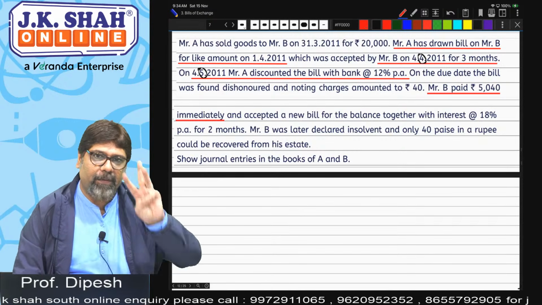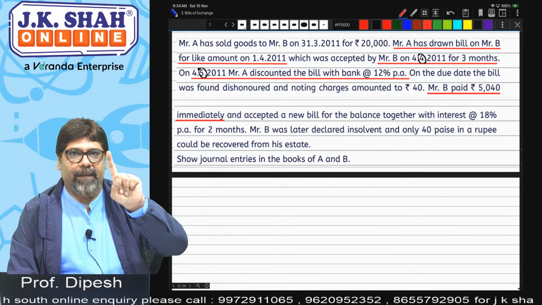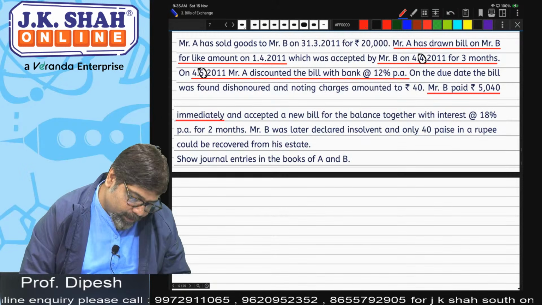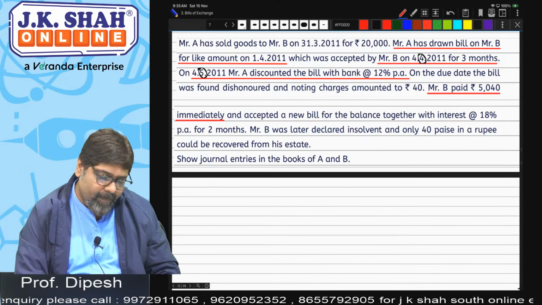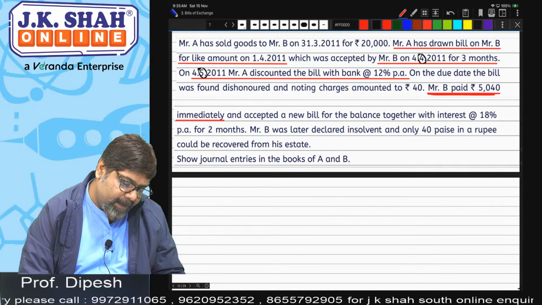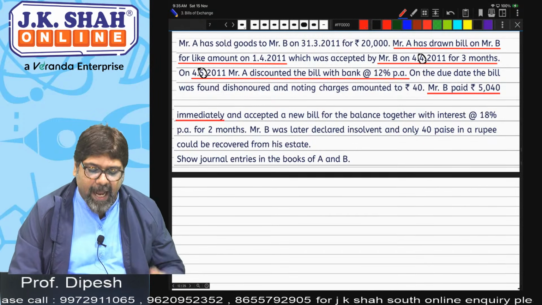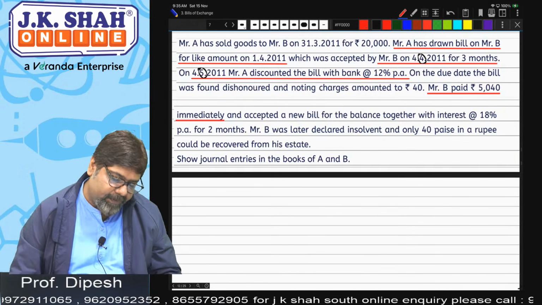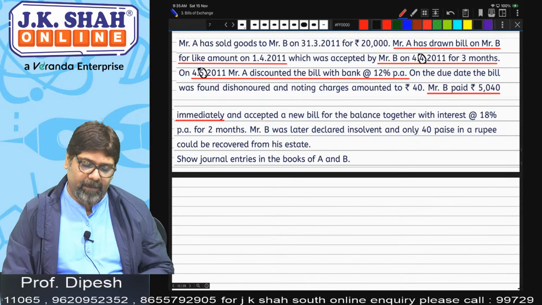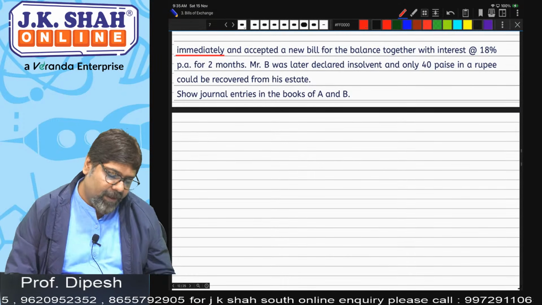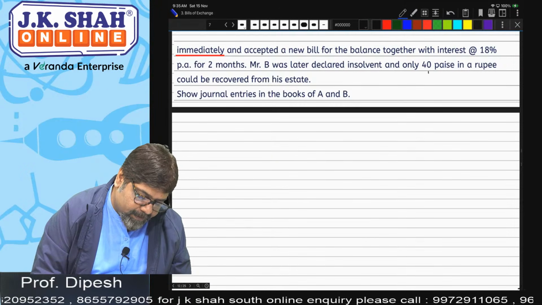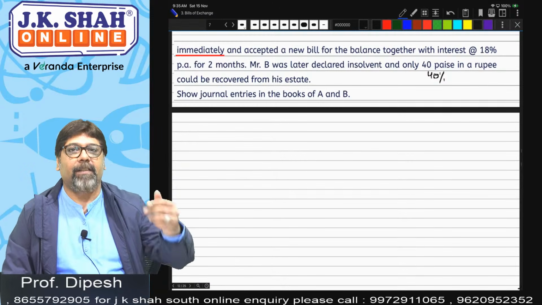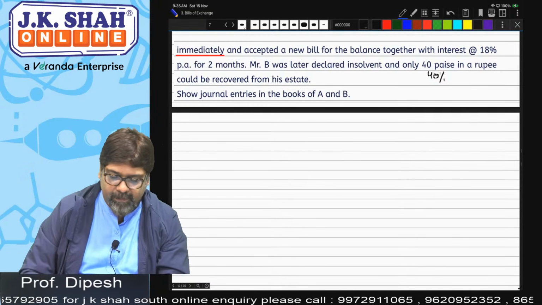2 months. The bill is of 3 months. You discounted the bill after 1 month. Therefore, bank will charge discounting charges for 2 months. On the due date, the bill was found dishonored. Noting charges 50. Mr. B paid 5040 in cash immediately and accepted a new bill for the balance amount together with interest at the rate of 18% for 2 months. Mr. B was later declared insolvent and 40 paisa in a rupee was recovered from his estate. 40 paisa in a rupee is 40% recovered, 60% bad debt. Pass the journal entries in the books of A and B.